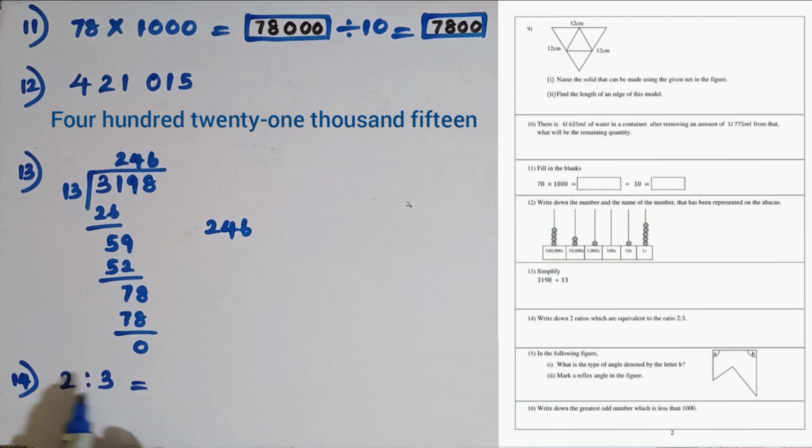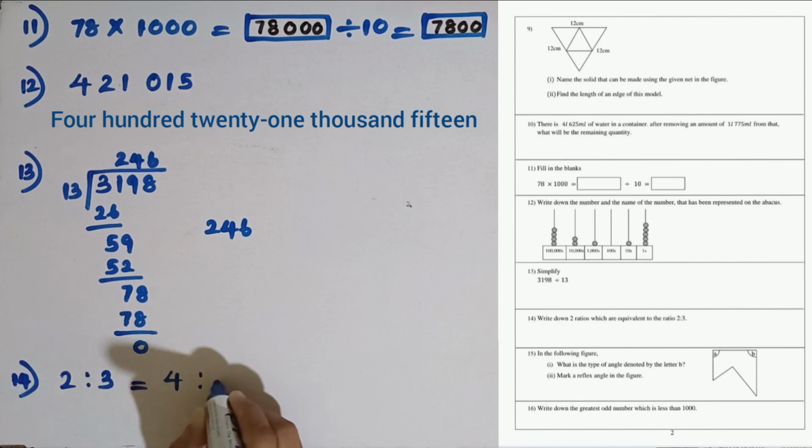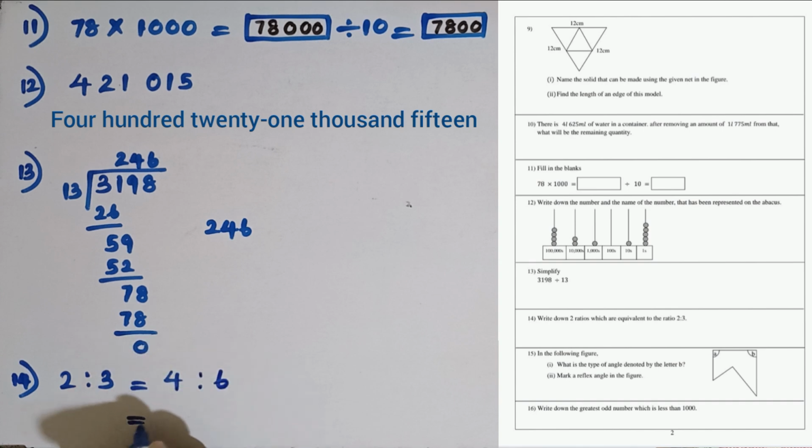If I multiply both the terms by 2, 2 times 2 is 4, then 3 times 2 is 6. Then I will multiply this by 5. 5 times 2, 10. 5 times 3, 15. Or you can multiply by any number.